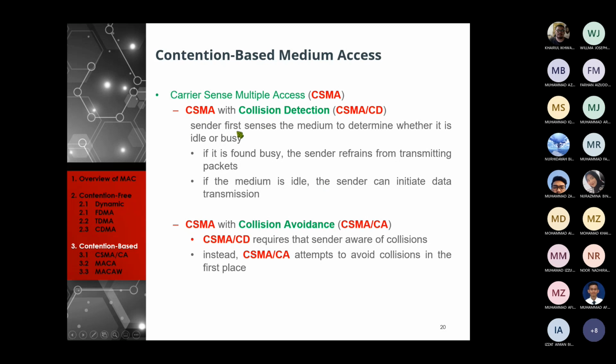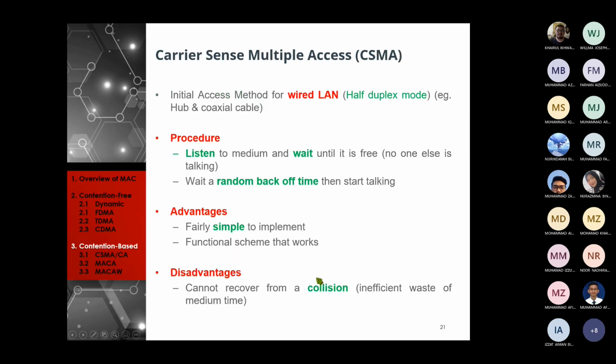CSMACD, sender first senses the medium to determine whether it is idle or busy. If it is found busy, the sender refrains from transmitting packet. If the medium is idle, the sender can initiate data transmission. CSMACA, CSMACD require the sender aware of collision. Instead, CSMACA attempt to avoid collision in the first place.